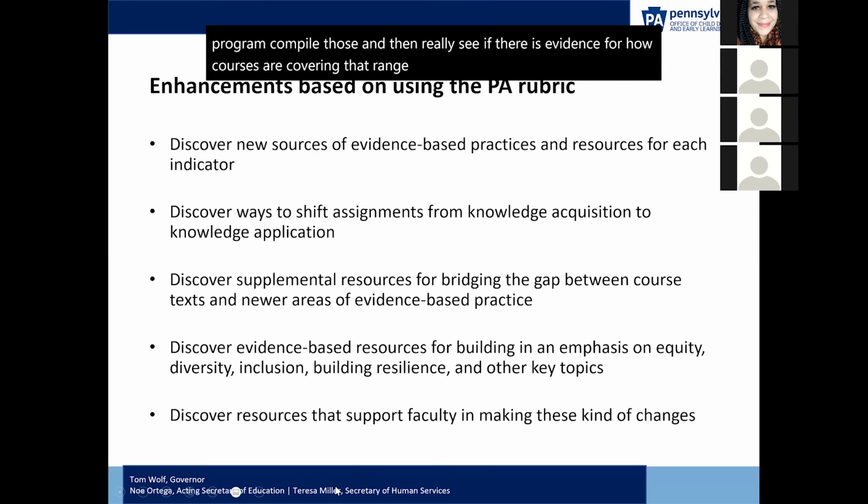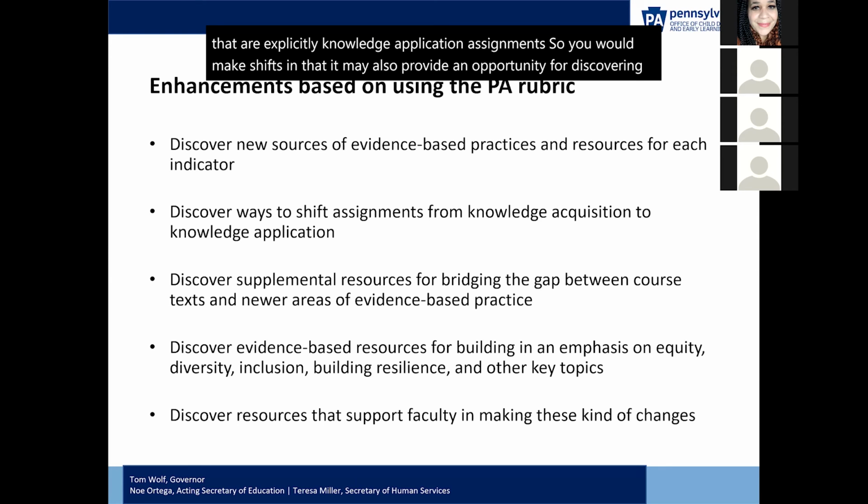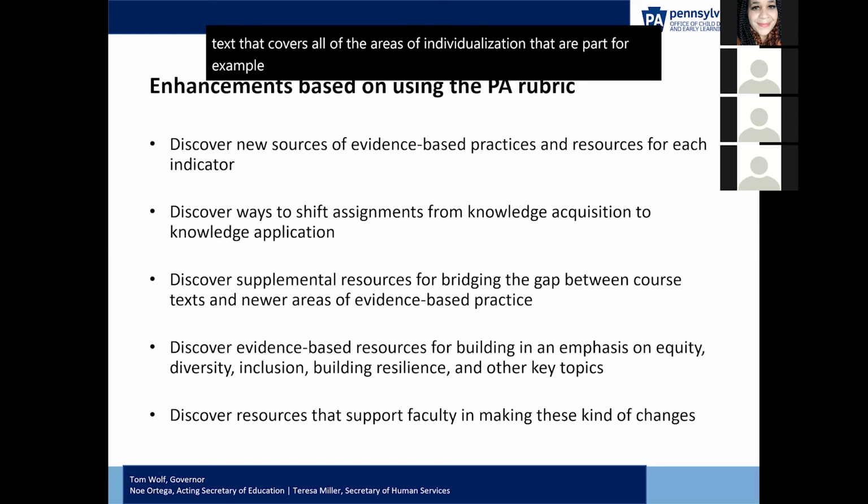So what might you do when you have completed a rubric? One of the things that you may see is that there's an area that's not covered. So it would be a chance to discover new sources for evidence-based practice or resources. It might also be an opportunity for you to see a pattern of assignments and make a decision that you want more assignments that are explicitly knowledge application assignments, so you would make shifts in that. It may also provide an opportunity for discovering additional modules, videos, and other resources for possibly bridging the gap between what may be a very good text, but not necessarily a text that covers all of the areas of individualization that are part, for example, of developmentally appropriate practice.